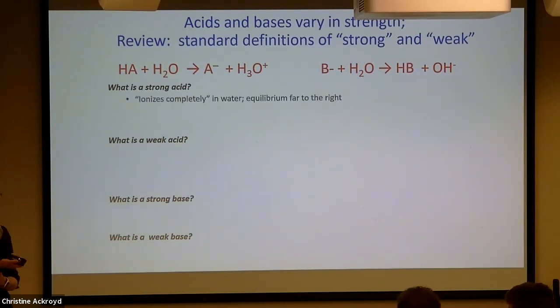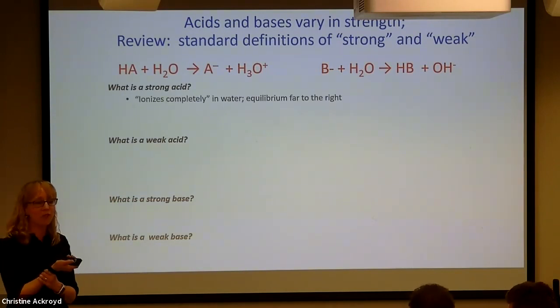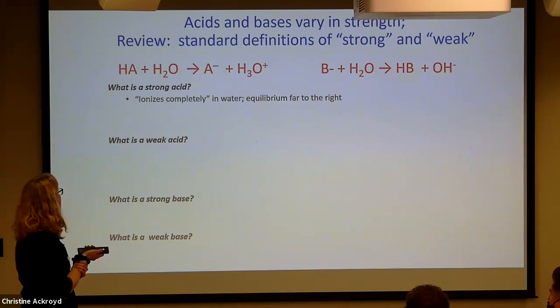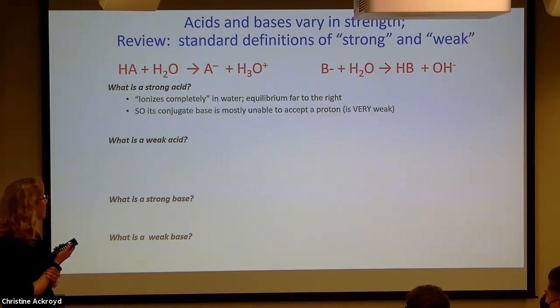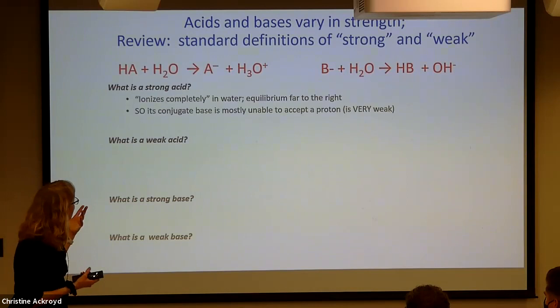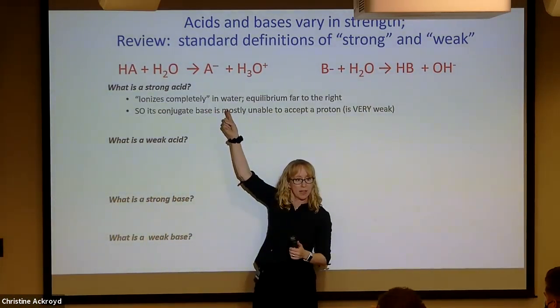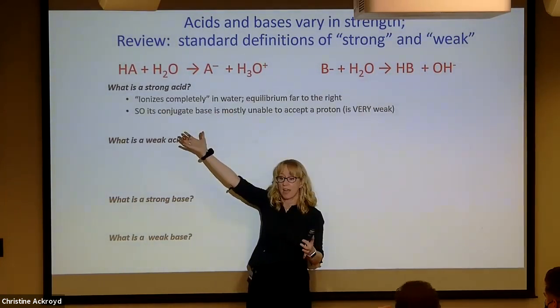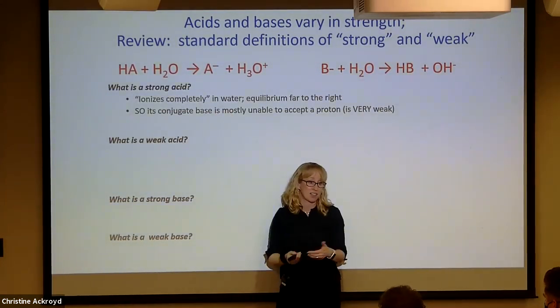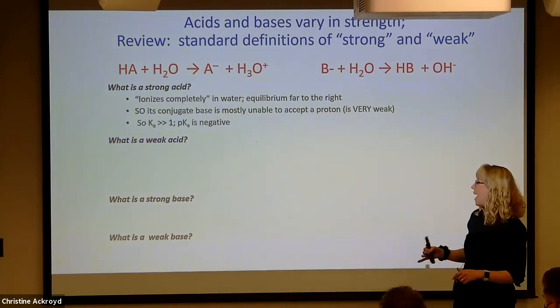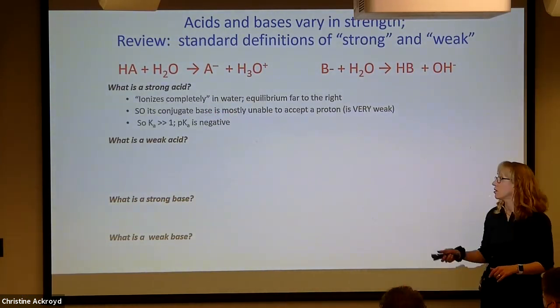I would say it ionizes completely, equilibrium lies to the right, far to the right, which would correspond to a negative delta G naught value. That would be a large Ka value. Also, that means the conjugate base can't really back react very well, right? So one definition of a strong acid is that its conjugate base is unreactive. Okay, that would correspond to a Ka much greater than 1 and a negative pKa value.